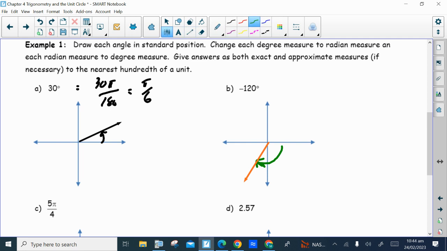And if we want to write that in radians, again, your number must get smaller. So we'll multiply by pi and divide by 180. And in this case, you can reduce by dividing top and bottom by 60. And we'll get negative 2 pi over 3 radians.